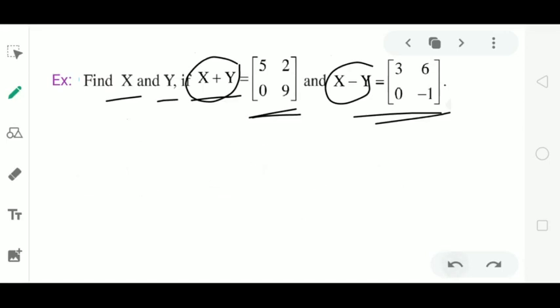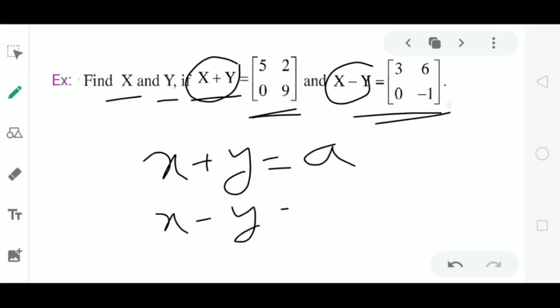We already know how to solve linear equations. For example, if I have an equation of the form x plus y is equal to a constant a, and another equation x minus y equal to a constant b, solving the equations is nothing but finding the value of the unknown variables x and y. So how do you find the unknown variable?